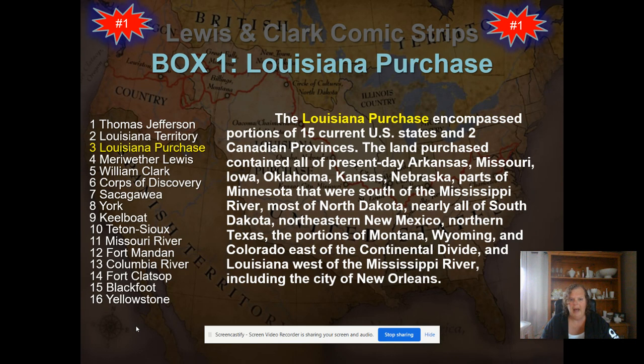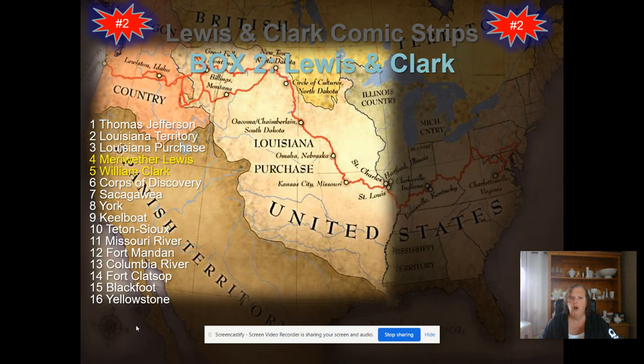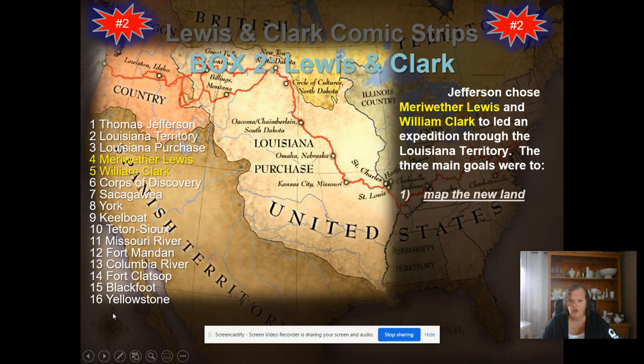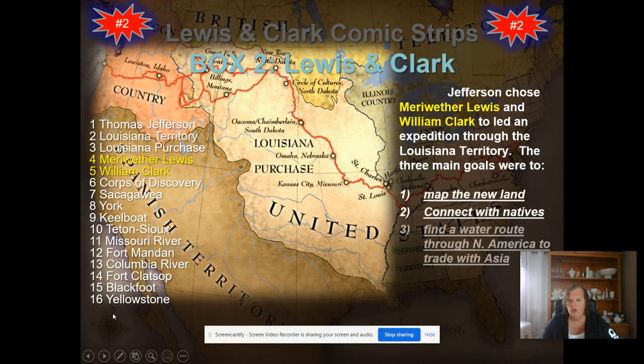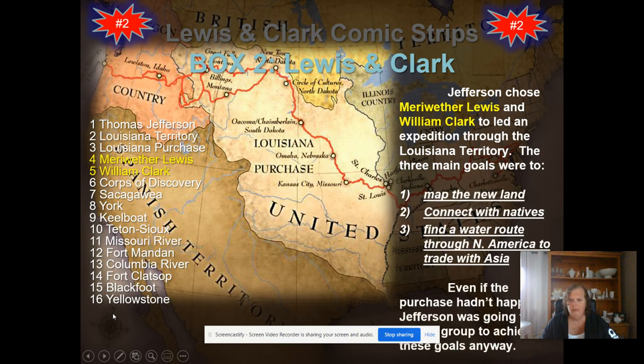Okay, now you're back, and let's look. Now we're moving on to the second pane or square in your cartoon, right? And this is going to be about Lewis and Clark. So here we go. Here is the information. These are the goals that Jefferson gave them. They're really trying to find that Northwest Passage. It doesn't exist, but they don't know that.